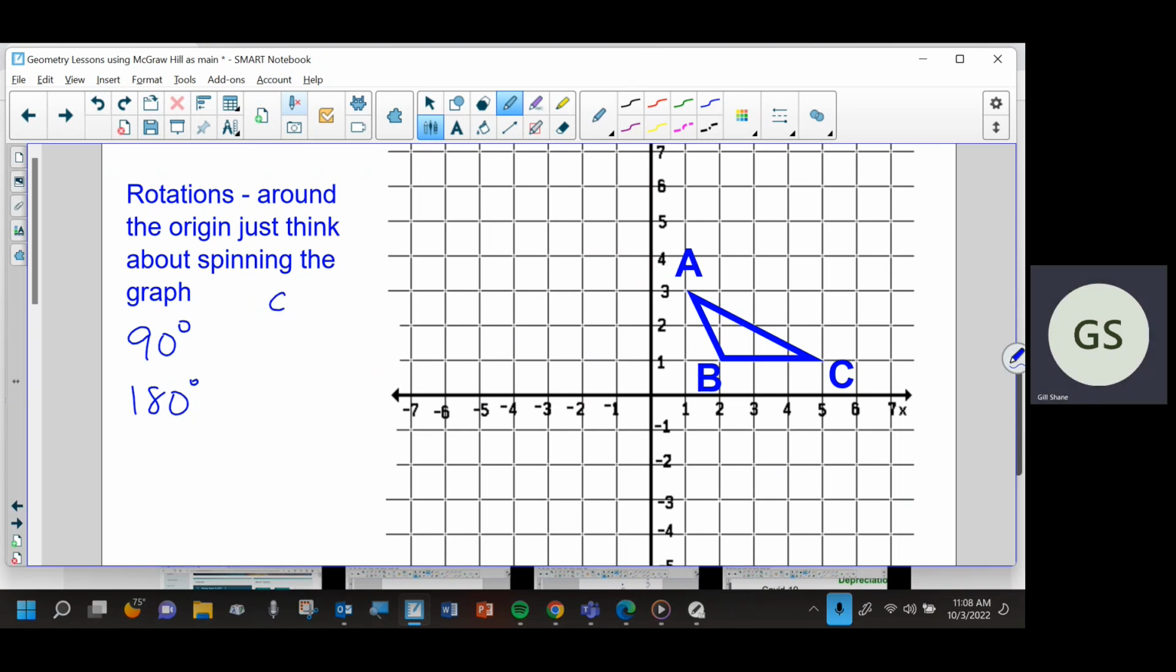So it's either going to be counterclockwise. And I think that's the default for some reason. So counterclockwise, or they're going to tell you clockwise. My board is not writing where I want it to write. So you're either going to be rotating counterclockwise or clockwise. If I tell you to rotate it counterclockwise, which direction is that?